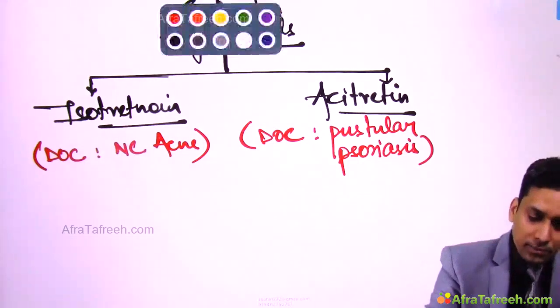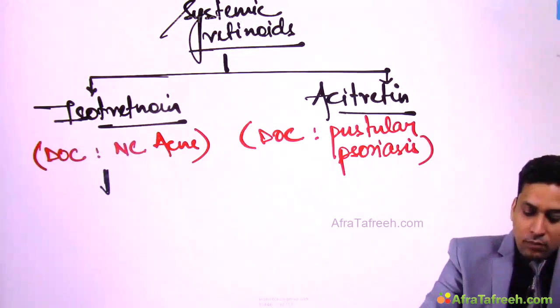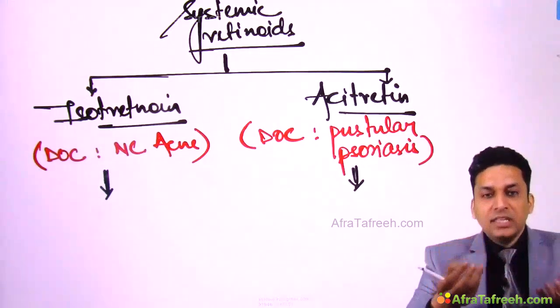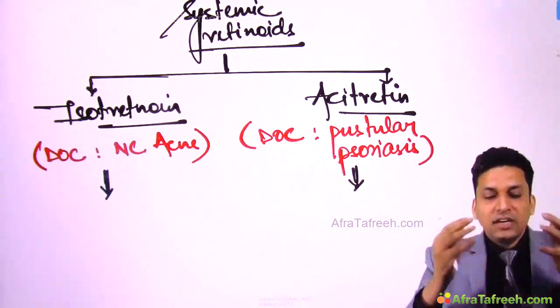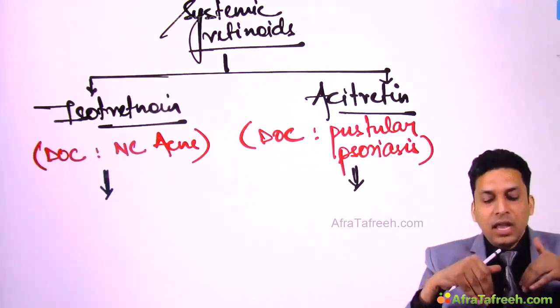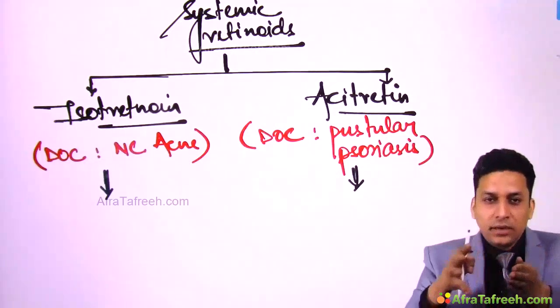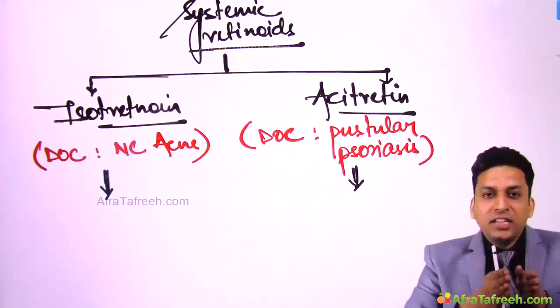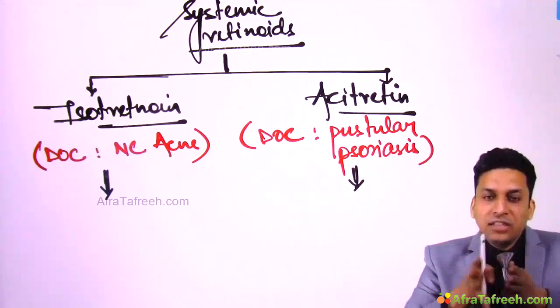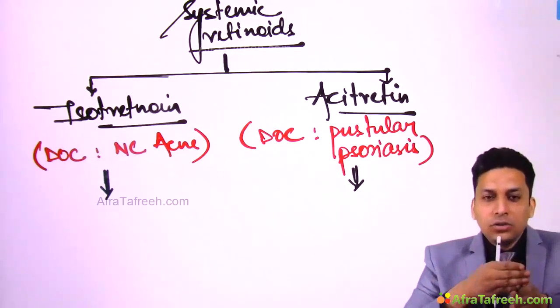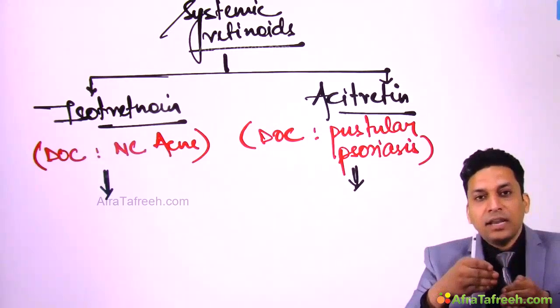Now, what happens with these systemic retinoids is that once they are consumed, they start accumulating in the fat. Okay, and once you stop taking them, they are slowly released from there. Okay, so once you stop taking the drug, still there is drug in the fat and it can cause teratogenic side effects. So after stopping the drug also, there is a period when the drug can be teratogenic.